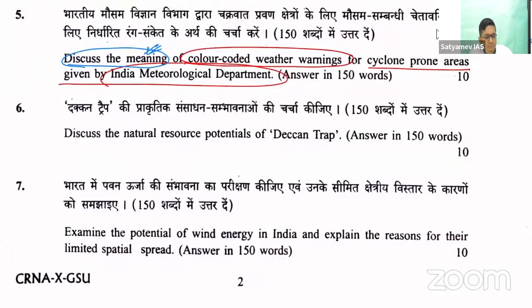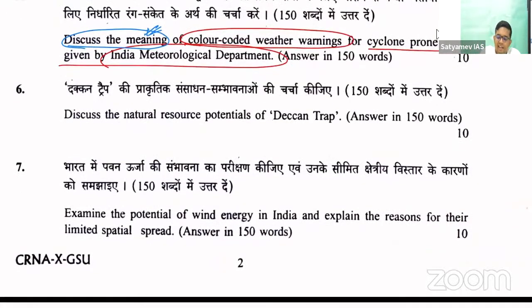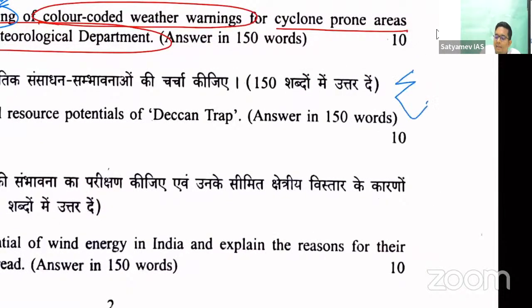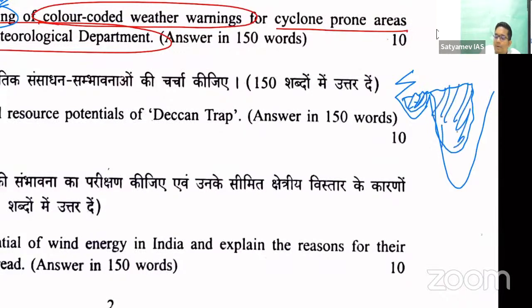Next question. Discuss the natural resource potentials of Deccan Trap. Where is the Deccan Trap located? Can you create a map of Deccan Trap? So it will be like that. Some part is here and part is here. This is the Deccan Trap. This will also have Deccan Trap, and this will also have Deccan Trap.